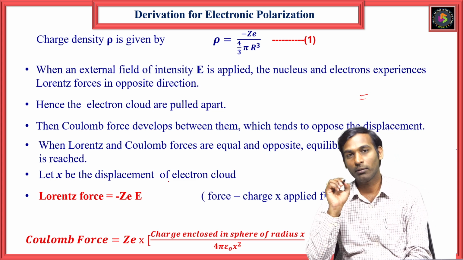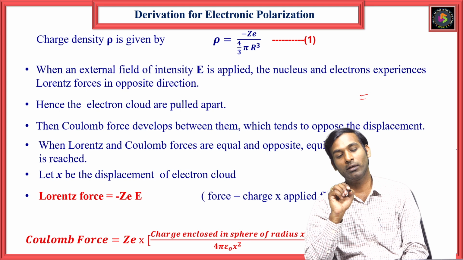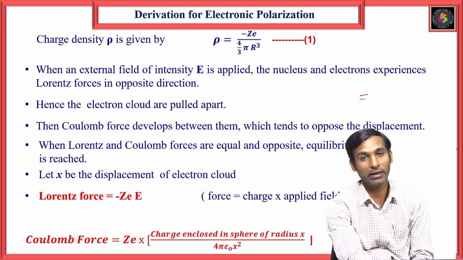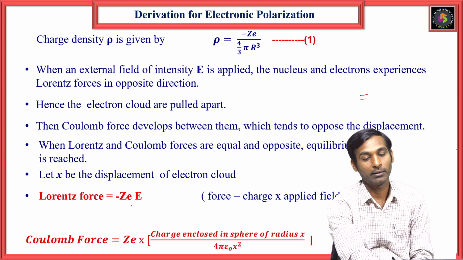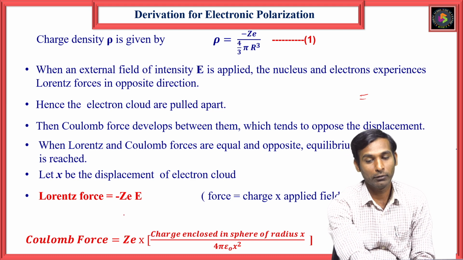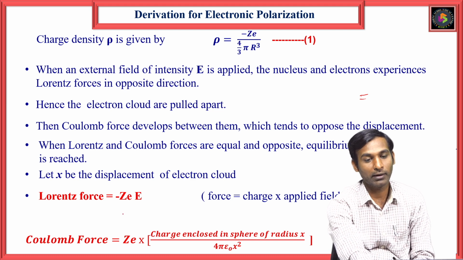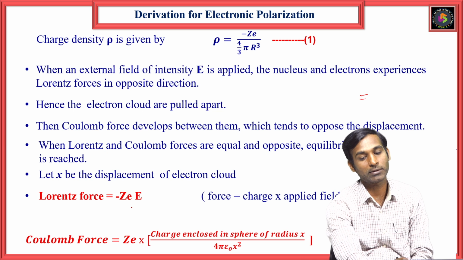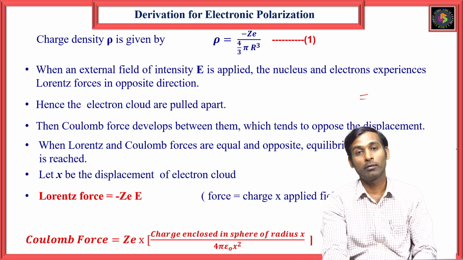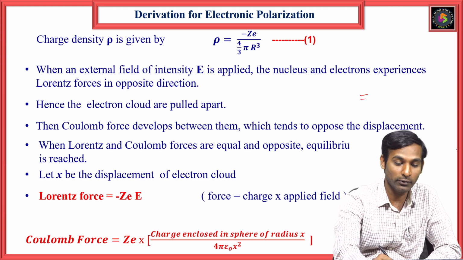In the mathematical part, I am writing here that the Lorentz force is equal to minus Ze into the electric field intensity E. Why does the negative symbol come here? The nucleus and electron experience the Lorentz forces in opposite directions. In terms of force, we have to write charge into applied field. That is the Lorentz force equation.